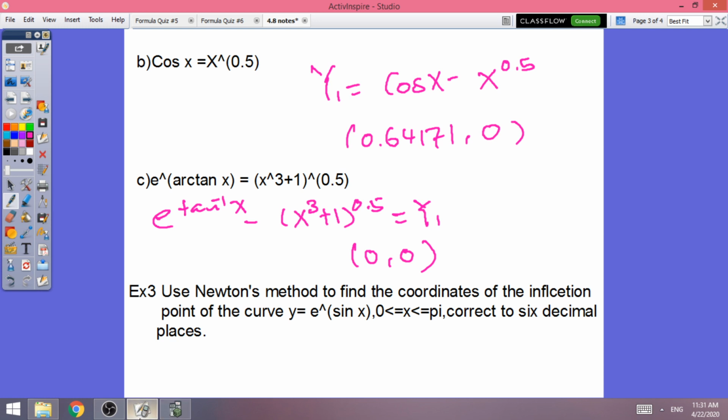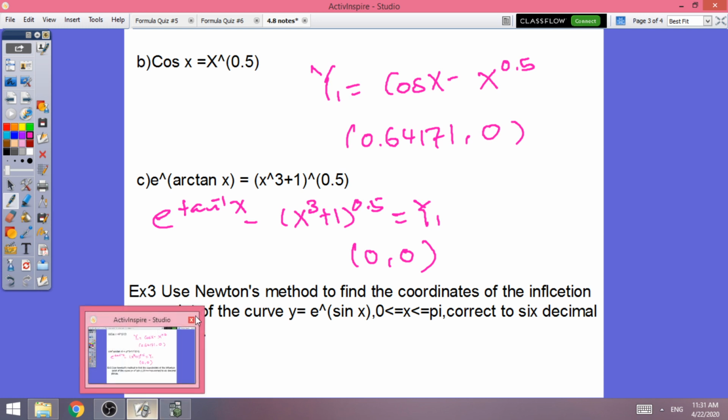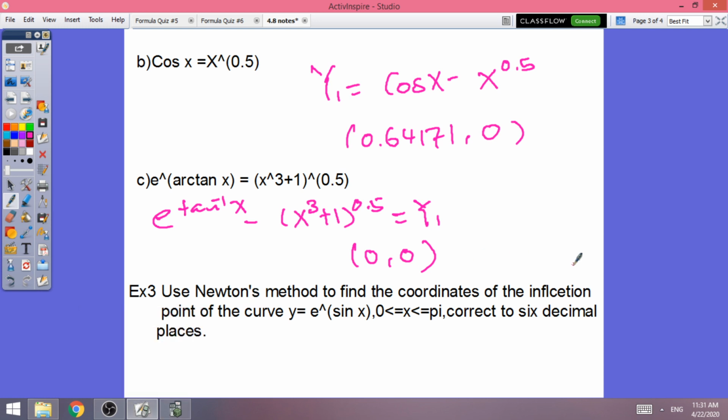Okay, so now the last one. So for this one, you want to use Newton's method to find the coordinate of the inflection point of the curve e to the power of sine x. And this one shows the restriction, so x has to be from 0 to pi. And then you want to round the final solution to 6 decimal places. Okay, so this one's the last one.